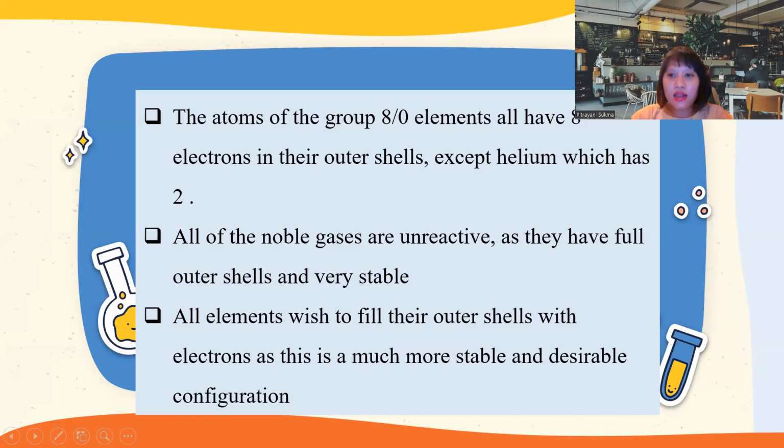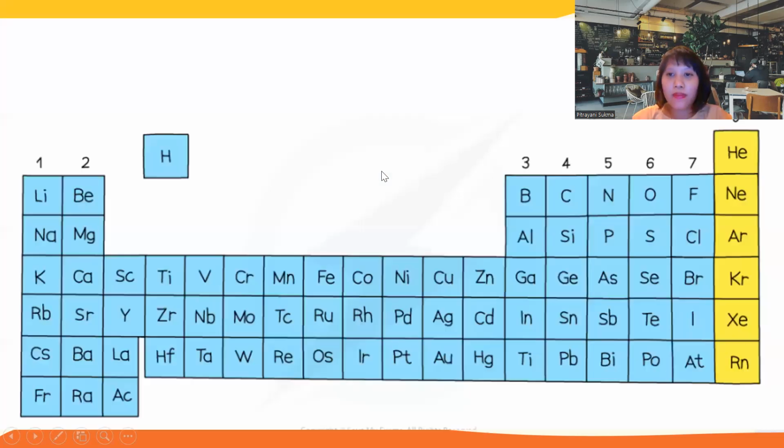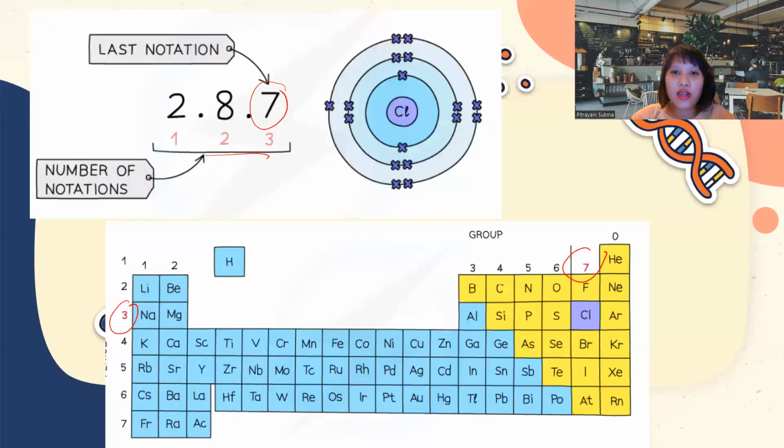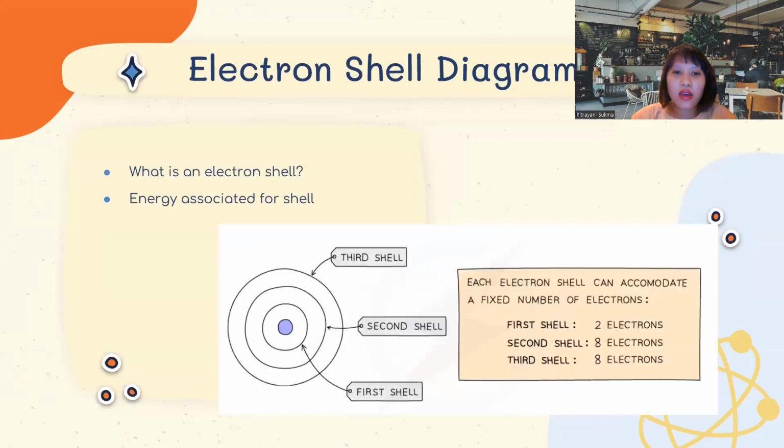So as we can see here, the atoms of the group 8 or group 0 elements all have 8 electrons in their outer shell, except helium, which is in the top period and only has 2 electrons. Remember that the maximum number of electrons in the first shell is only 2, and the helium atom contains 2 electrons, so it has already filled the first shell. It is included in the noble gases because it is full, and then it is very stable.